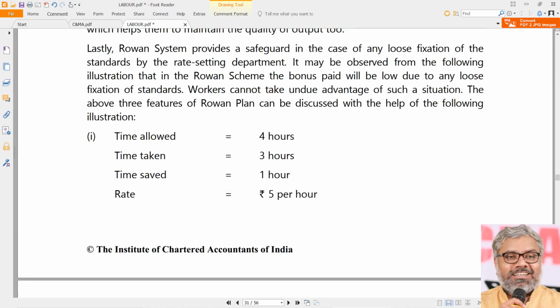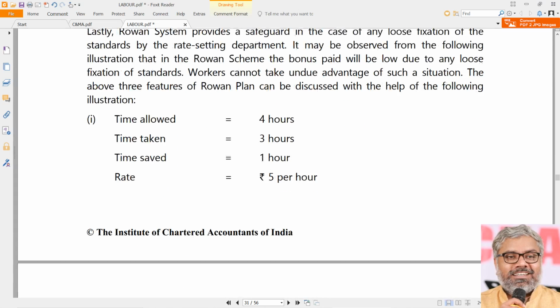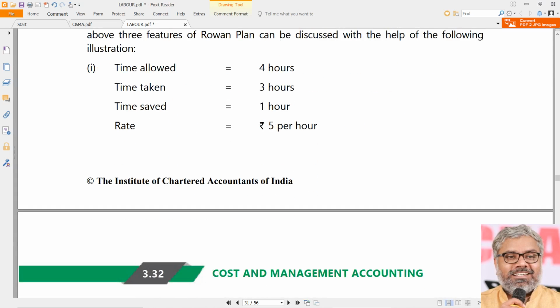And the Rowan scheme also addresses once again the rate setting department's problem the question is talking about. So if at all any undue advantage of this rate setting department's lack of experience is taken, that also might not be there in the Rowan plan.